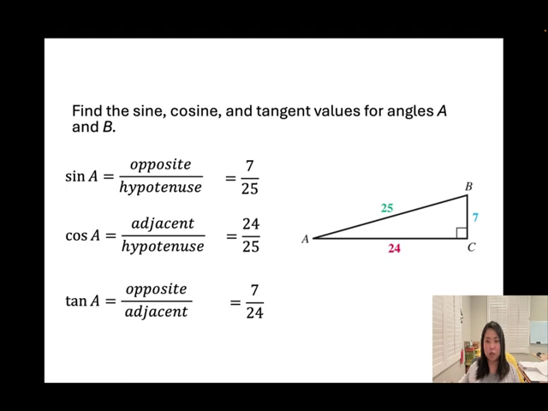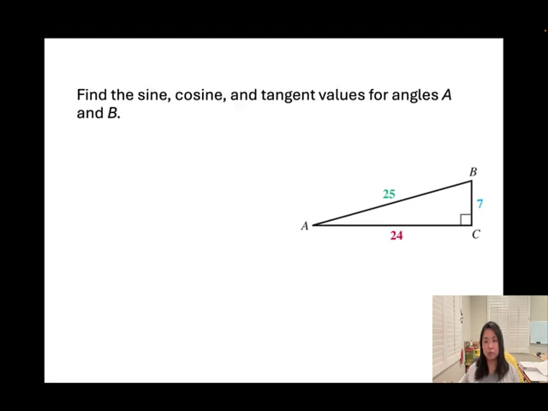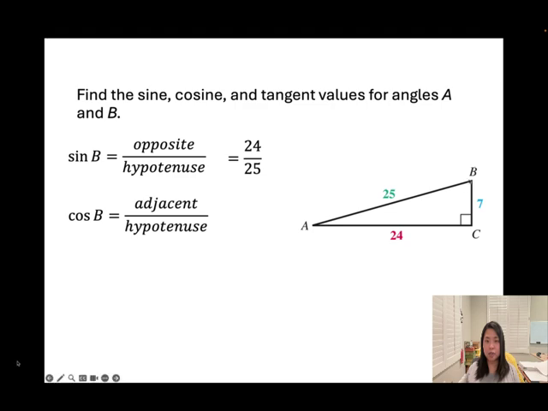Now, we try to find angle B. When I consider the angle B, this time my opposite will become 24, adjacent will be 7, and the hypotenuse will be 25. Sine B is equal to opposite over hypotenuse. Cosine B will be equal to adjacent 7 over hypotenuse, which is 25. Tangent B will be opposite over adjacent.